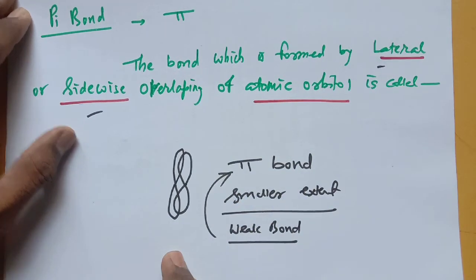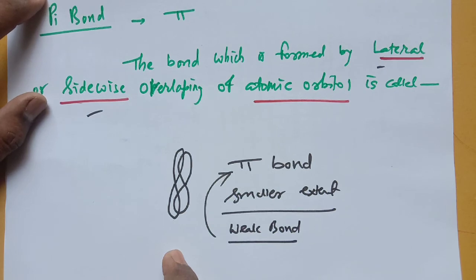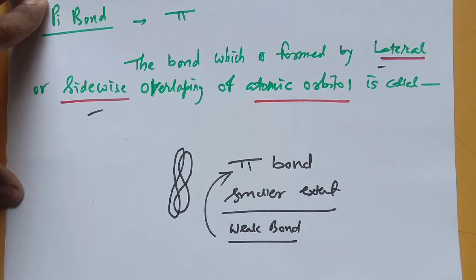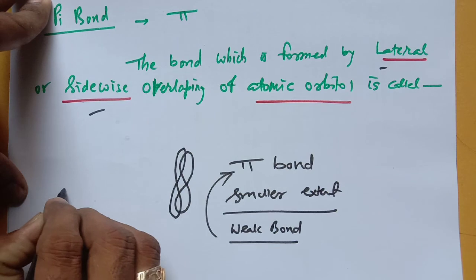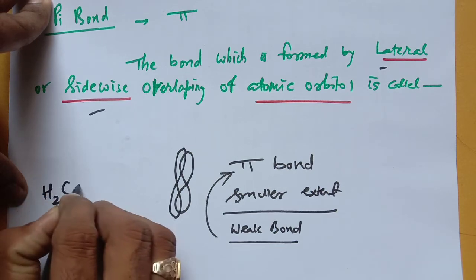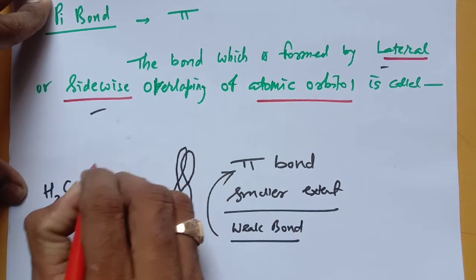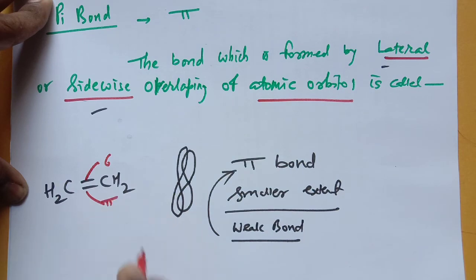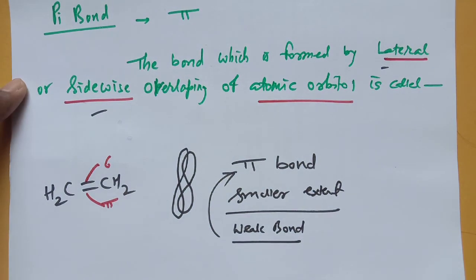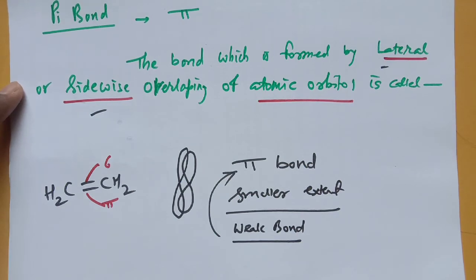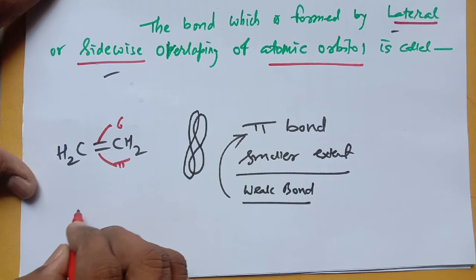Now where is pi bond present? Pi bond is present in such compounds where multiple bonds are present. जहां multiple bonds रहेंगे वहां हमारा pi bond present रहेगा. For example, अगर हम अल्कीन की बात करेंगे, CH2=CH2, see between two carbon atoms a double bond is present. The first one is a sigma, second one is a pi. Always if the double bond is present, out of that one is a sigma and second is a pi bond.